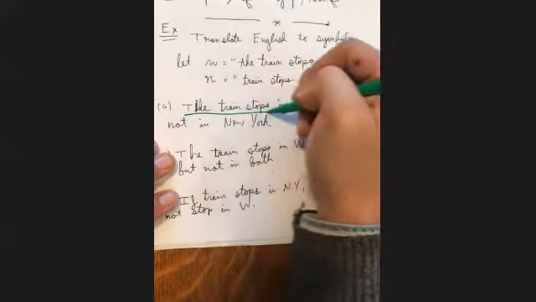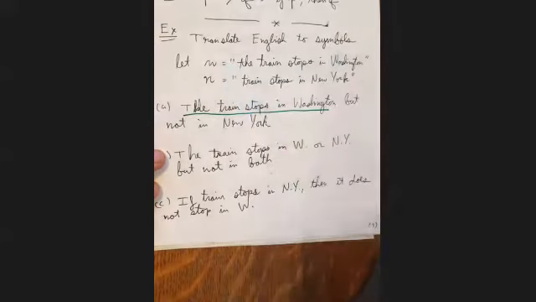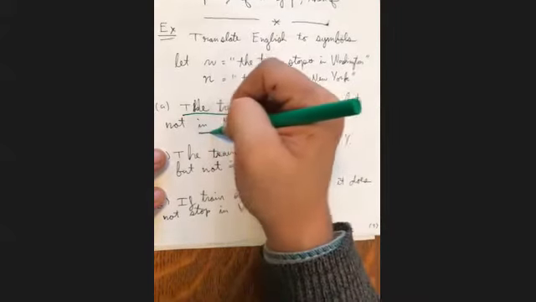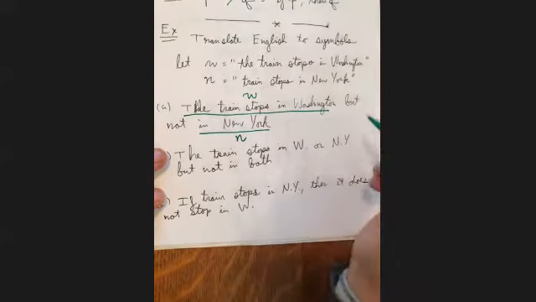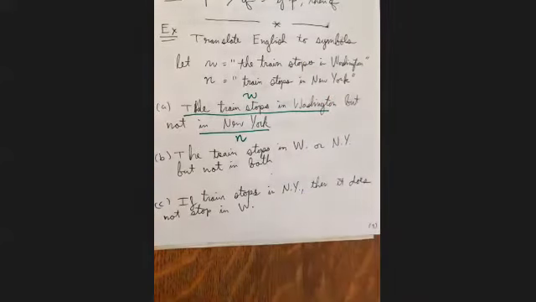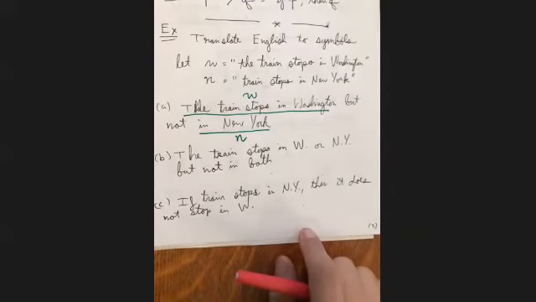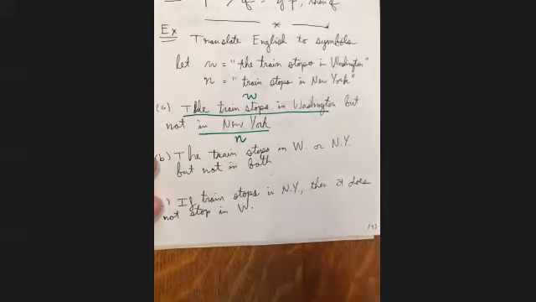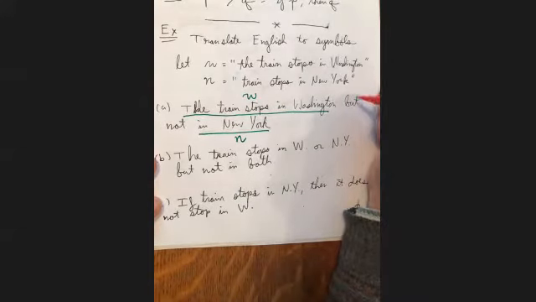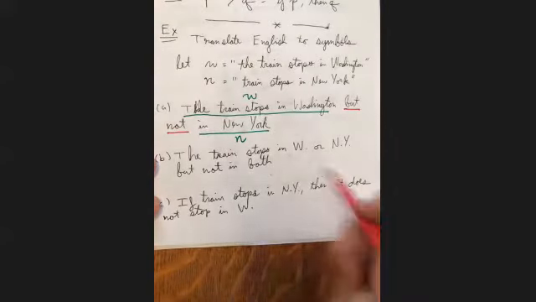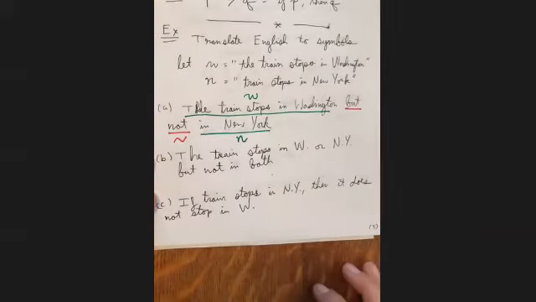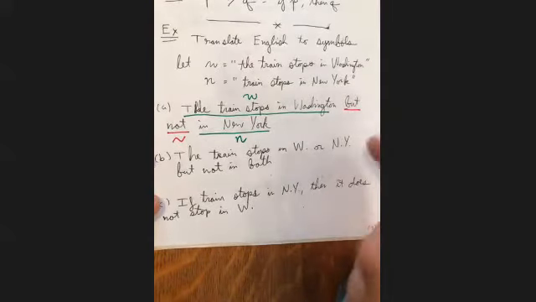We have the train stops in Washington, we know that that corresponds to W. And then we have in New York, which is really a shortening of the train stops in New York. So we know that this corresponds to the letter N. So we have W something N. Now I chose this example because here the English doesn't directly correspond to the other connectives that I've already described. So we've really got two connectives here, the but and the not. Now we know how to deal with the not. The not, we use a tilde. But what about the but? How's the but functioning here?